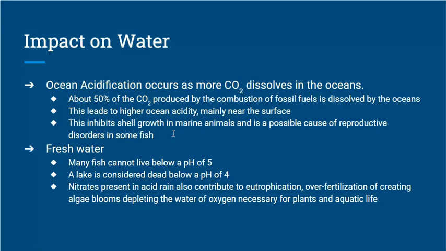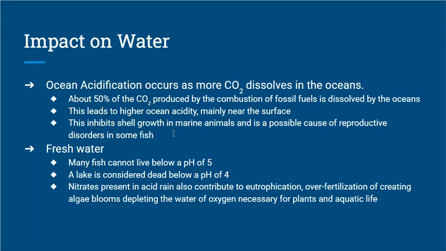So with our fresh water, this is coming in like rainwater out into our lakes and rivers and streams, or runoff and things. Most fish can't live below a pH of 5. So some can, okay, some plants can. But if the pH gets lower than 4, it is considered dead, meaning nothing will live in there at all.